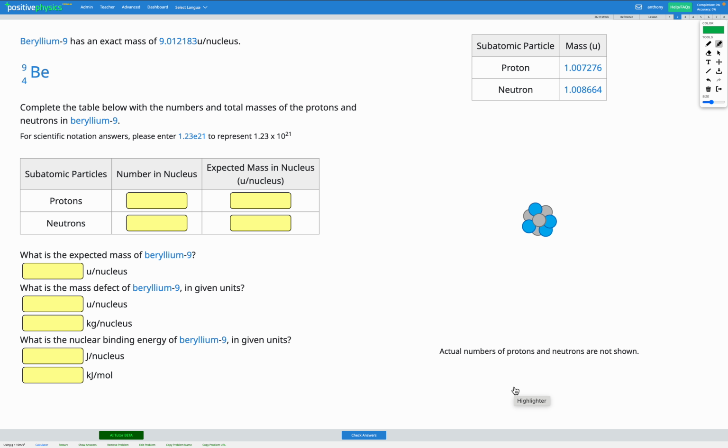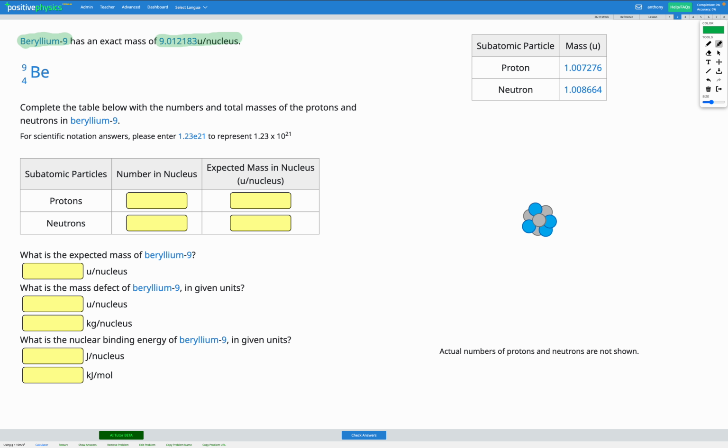In this question, we have a beryllium-9 nucleus, which has an exact mass of 9.012183 U per nucleus. U is a unit called the atomic mass unit, and it represents really small values of mass. Our first step is completing the table with the numbers and total masses of the protons and neutrons in beryllium-9.